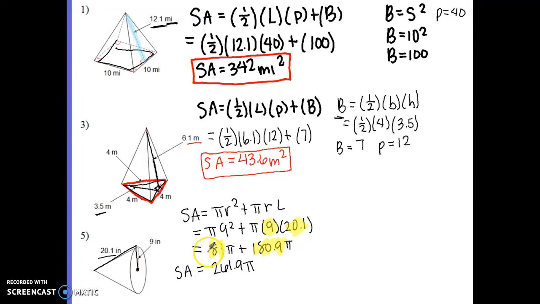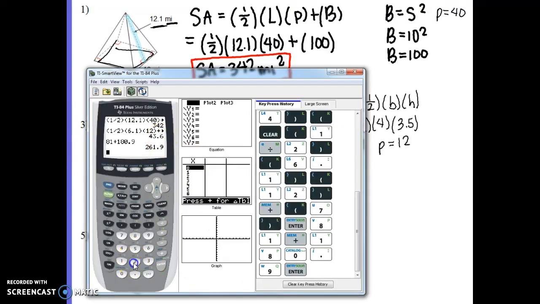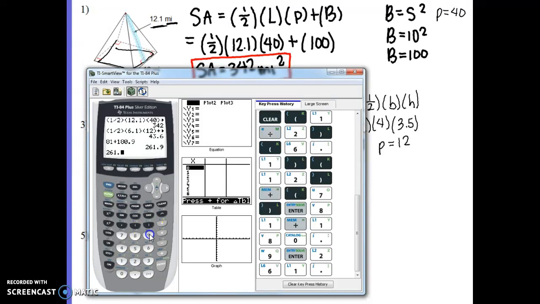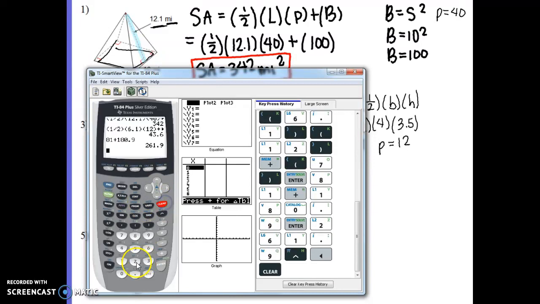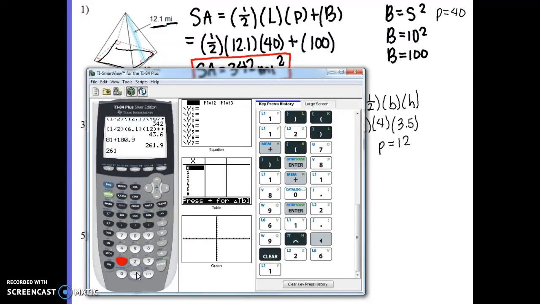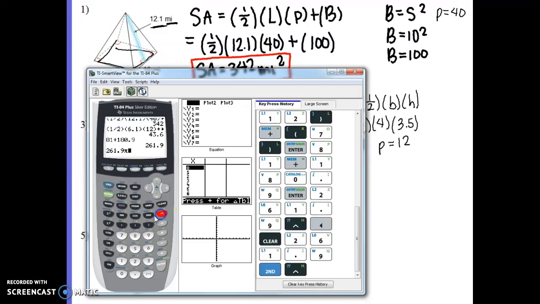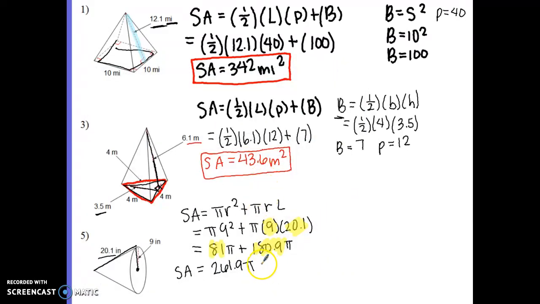But if it is in decimals, then I'm going to take 261.9 and multiply it by pi. 261.9 pi. Click enter. That's our decimal answer, 822.7. So 822.7, take our units, square them. And that is our two answers for the surface area of this cone.